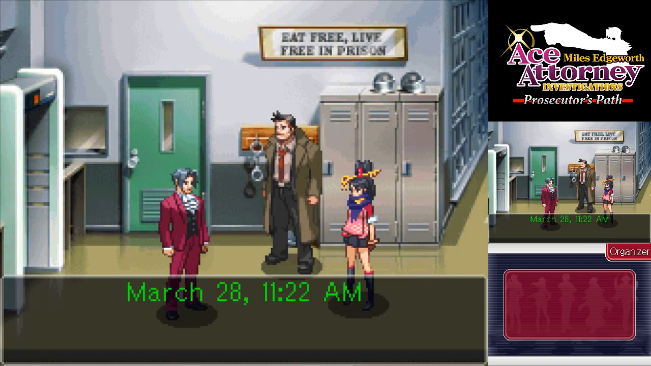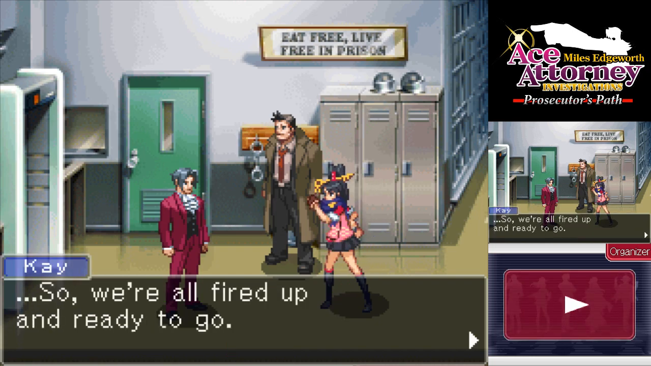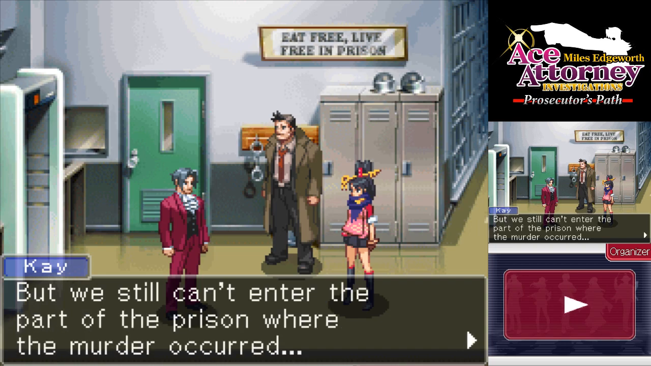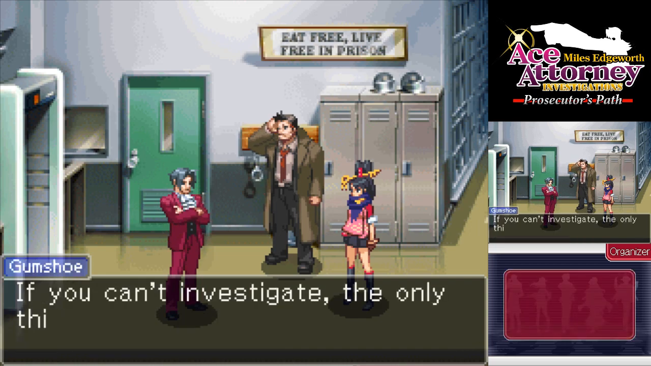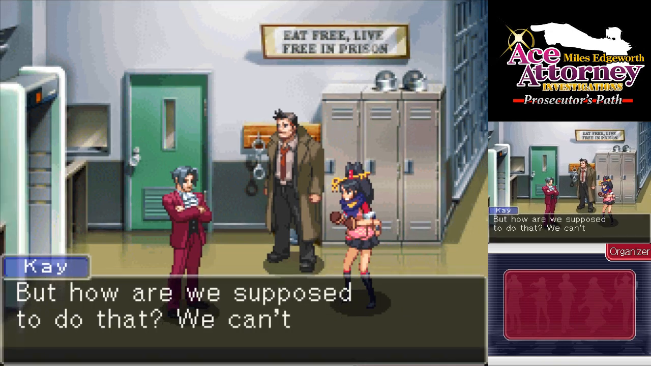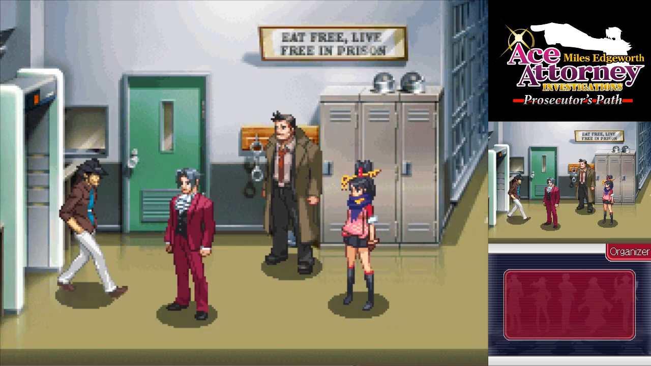March 28th, 11:22 a.m. Detention Center, hallway. So, we're all fired up and ready to go. But we still can't enter the part of the prison where the murder occurred. If you can't investigate, the only thing you can do now is defend him in court, sir. But how are we supposed to do that? We can't. Huh? Huh?